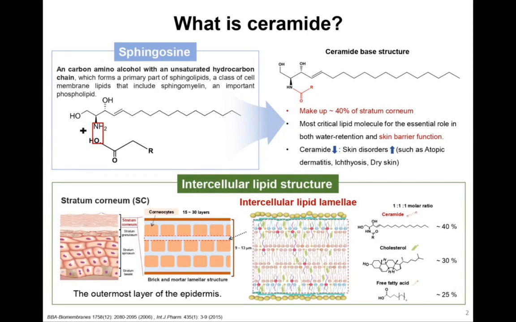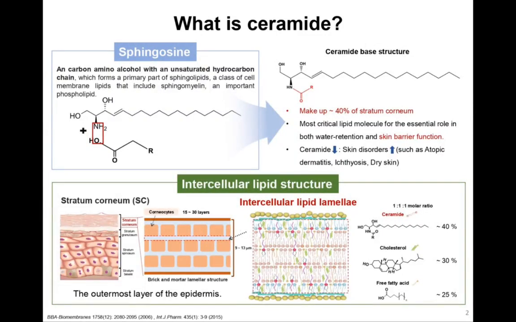In detail, the stratum corneum has a structure similar to a brick and mortar array, which is composed of a rigid multilamellar lipid matrix with flattened dead cell corneocytes and intercellular lipid lamellae. The stratum corneum is a 9 to 13 micrometer thick rigid tissue consisting of 15 to 30 layers of corneocytes embedded in intercellular lipid lamellae.